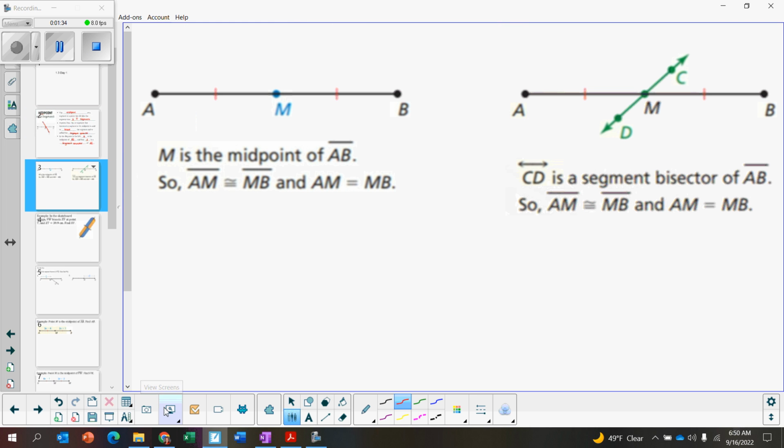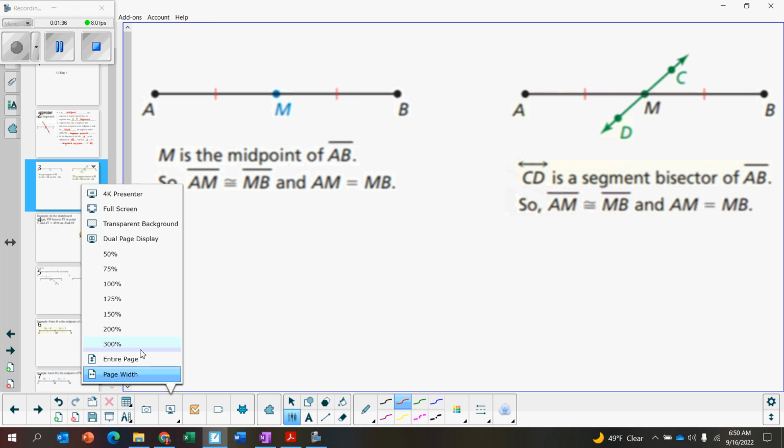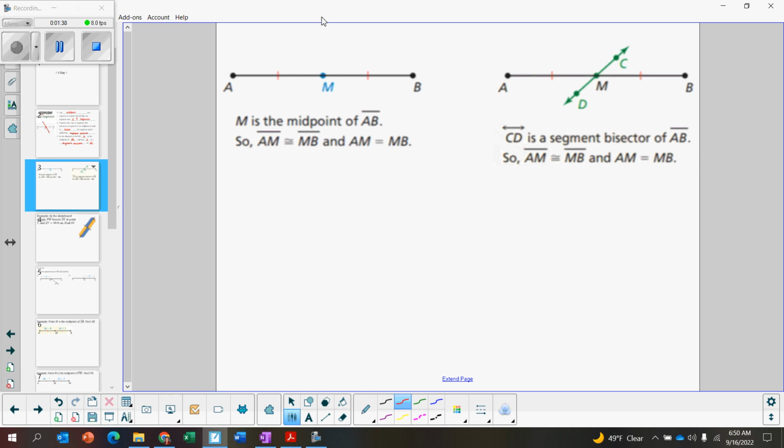So some important things to note. So here, M is the midpoint of segment AB, which means that segment AM is congruent to segment MB, and the length of AM equals the length of MB. And in this diagram, line CD is a segment bisector of segment AB, which also means that segment AM and segment MB are congruent, and the length of AM is equal to the length of MB.